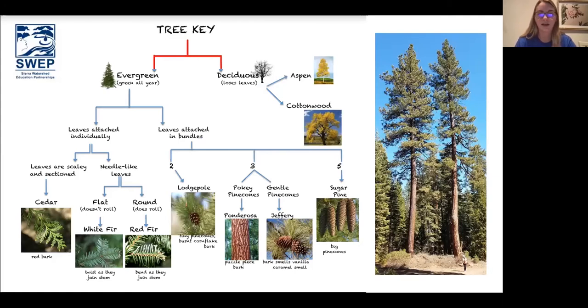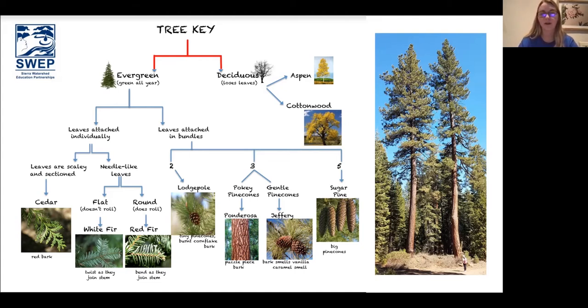This right here is the SWEP tree key, and SWEP is the Sierra Watershed Education Partnerships. They are another environmental education agency in North Lake Tahoe, and if you haven't had a field trip with them before, I'd highly recommend checking them out. They are awesome, and they created this tree key to go along with one of their SWEP snippets, because they also want to teach people how to identify trees in Tahoe's forests. So we are using their tree key because it's a really awesome resource, and I am quickly going to go through how to use this tree key.